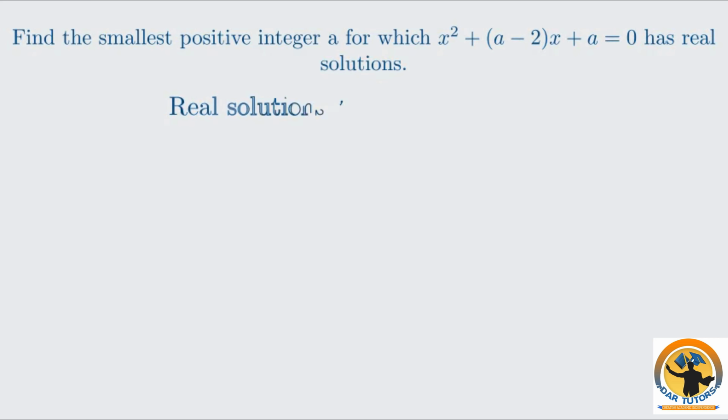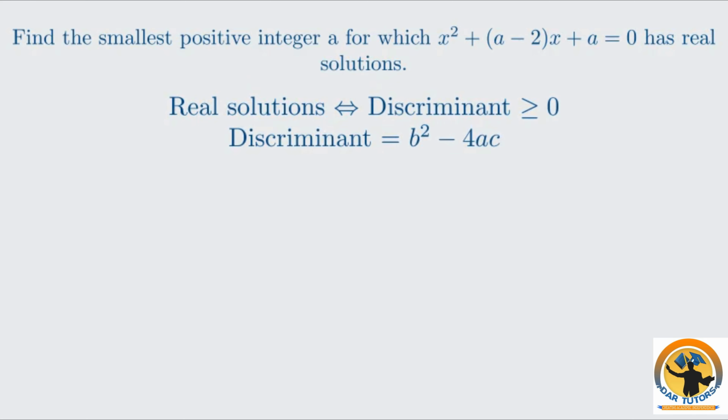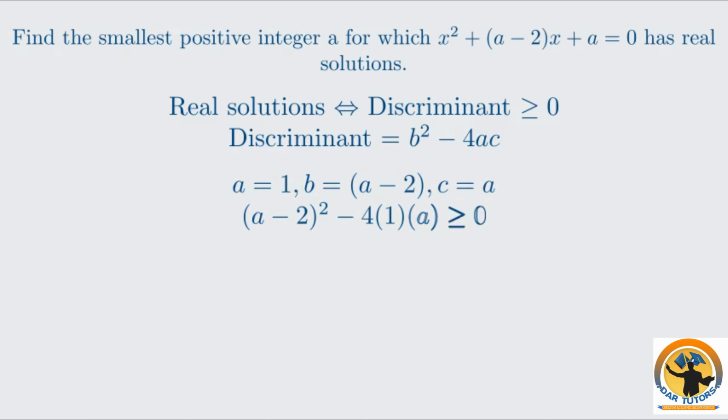The discriminant, b squared minus 4ac, must be non-negative. In our equation, a equals 1, b equals a minus 2, and c equals a. Let's substitute these into the discriminant inequality. We get (a minus 2) squared minus 4 times 1 times a is greater than or equal to 0. Now we will solve this inequality for a using proof by equivalence.